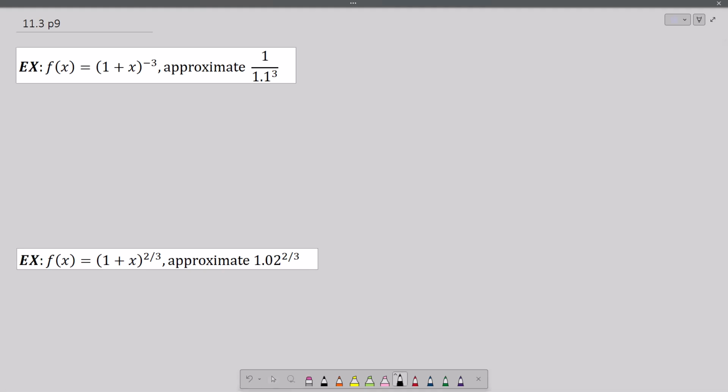So we have a binomial. It's raised to the -3 power, and we want to find the series expansion for that and then approximate it using that.